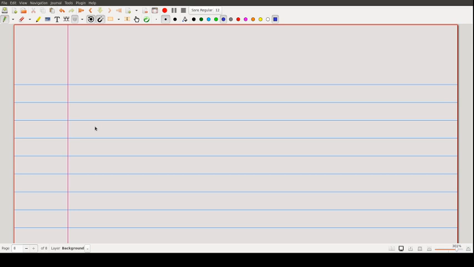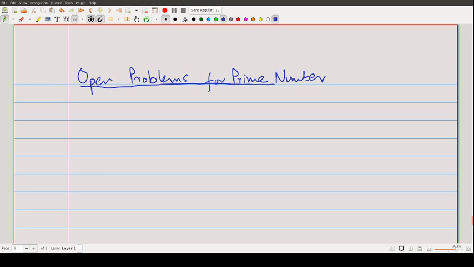So not all the things about prime numbers are known. There are lots of open problems for prime numbers. And the problem is that we don't really have a list of all the infinitely many prime numbers.